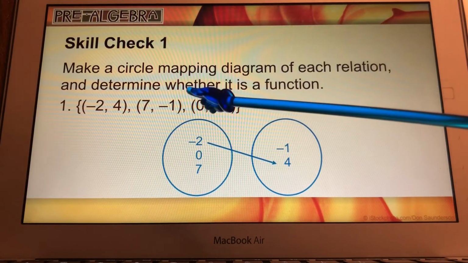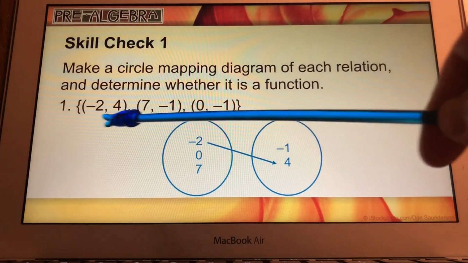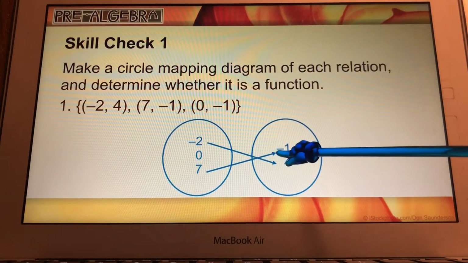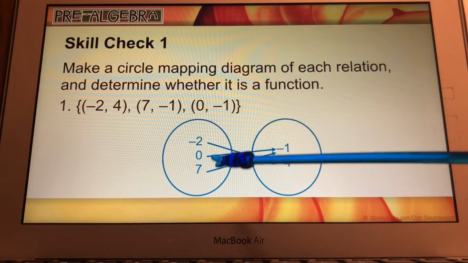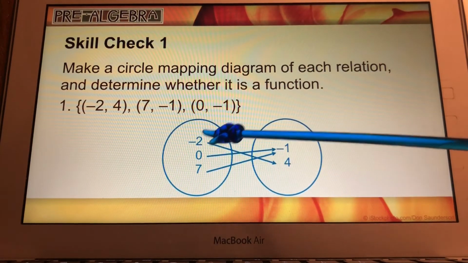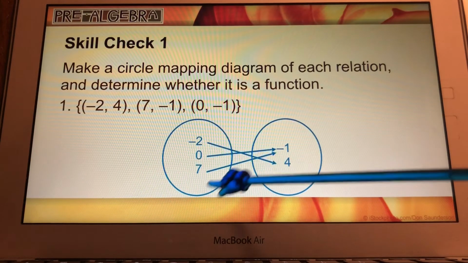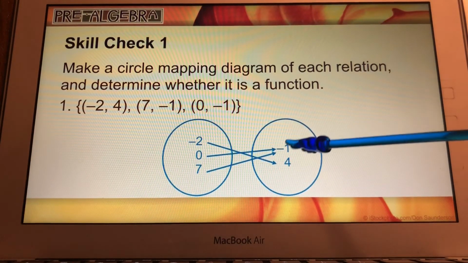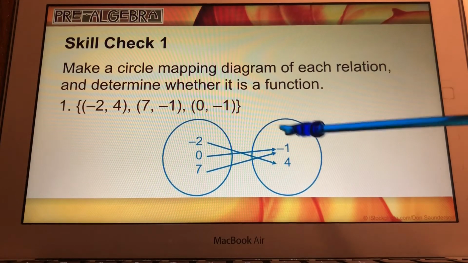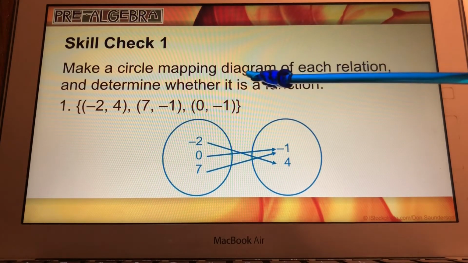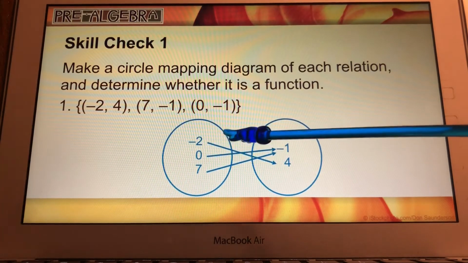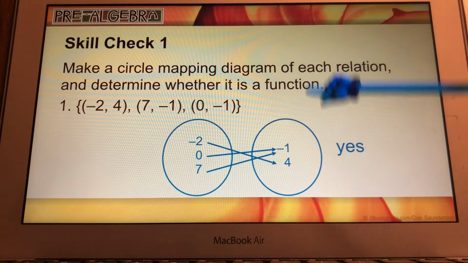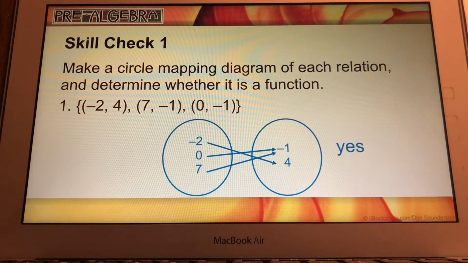Well, let's match our pairs now, okay? So here, -2, 4, 7 to -1, and 0 to -1. Are any of these x's repeated? No, they're all individually matched. There are y values that are repeated, but that's okay. That's not what determines whether or not it's a function. It's the x values that you have to watch. So yes, this is a function.